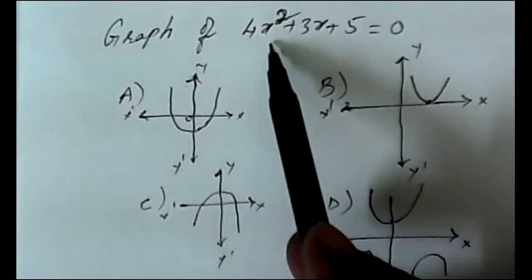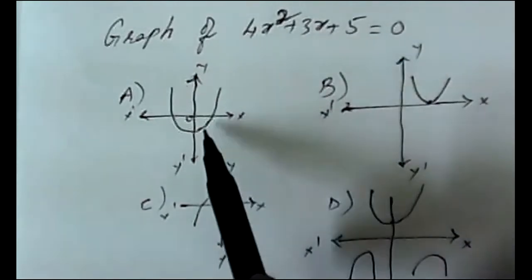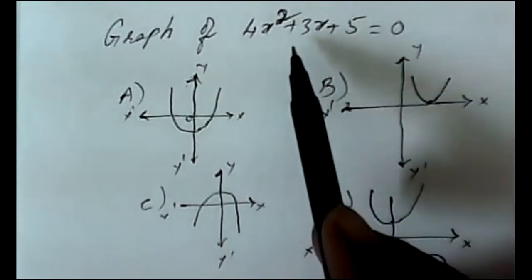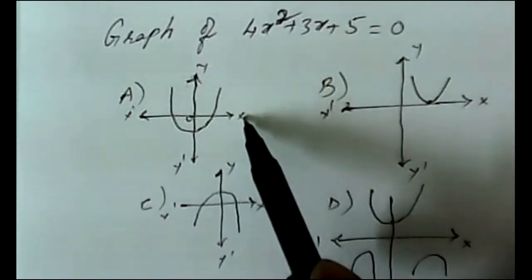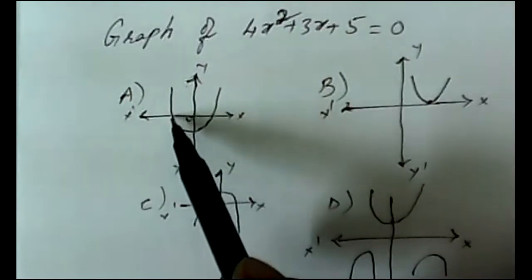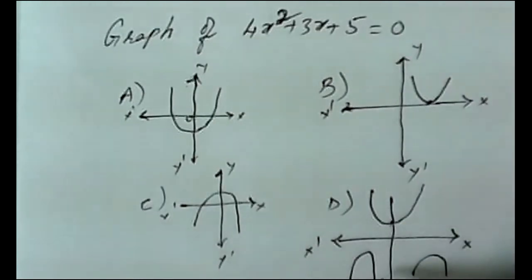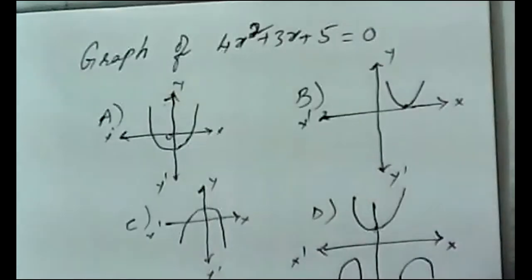Obviously, this is a quadratic equation. Which of the following does represent the graph of this equation? If you look at this, this is intersecting the x-axis at 2 points. Here only 1 point, here again 2 points, here only on y-axis. Here no intersection with any of the axes. Here also the same. In order to decide, let us find out discriminant.